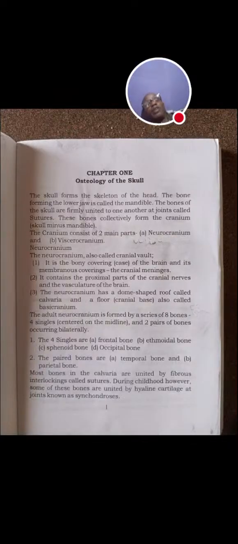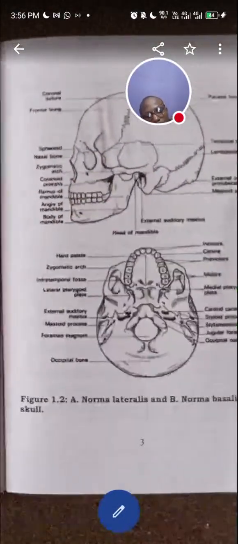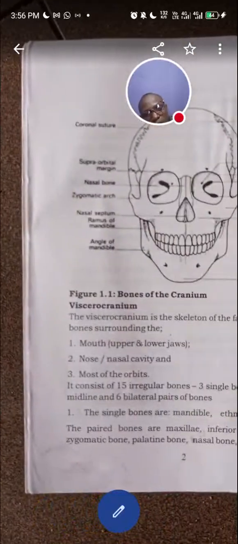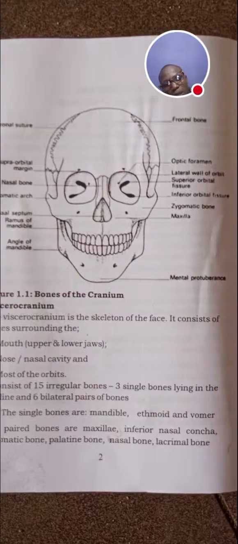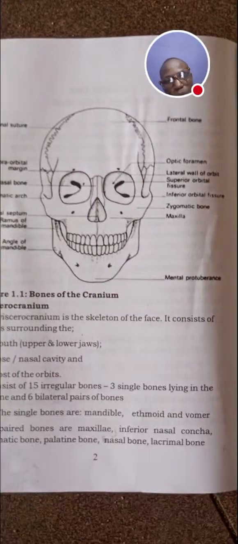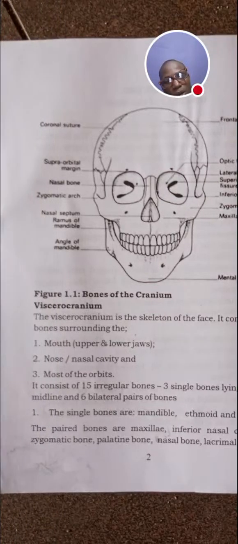Very shortly, we're going to look at these things we are talking about. You can see the frontal bone. You see now? See the bones we're talking about? So, bones of the cranium, the viscerocranium.